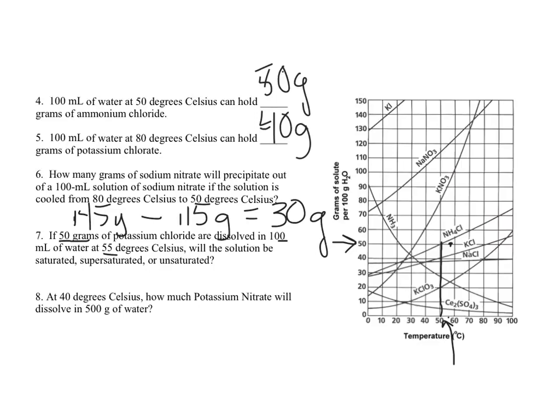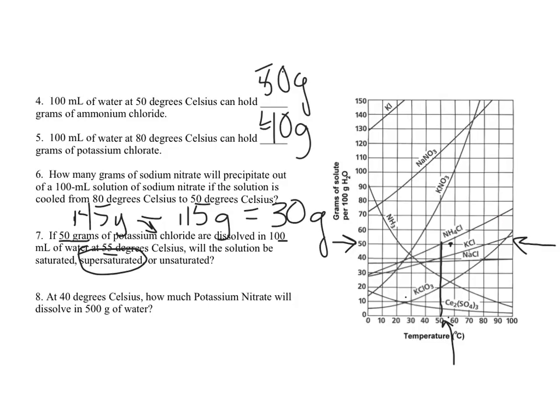If I want to know what kind of solution this is, well, I'm looking at potassium chloride. I'm going to find the potassium chloride line, KCl. Well, the KCl line is right there. If I compare the point that I drew to the KCl line, I'm above the line. And that tells me that this is a supersaturated solution because the point that I made at 50 grams and 55 degrees is above the line for KCl, potassium chloride.